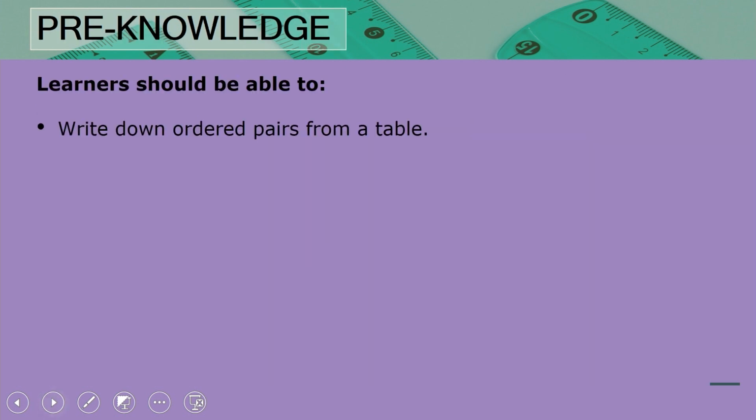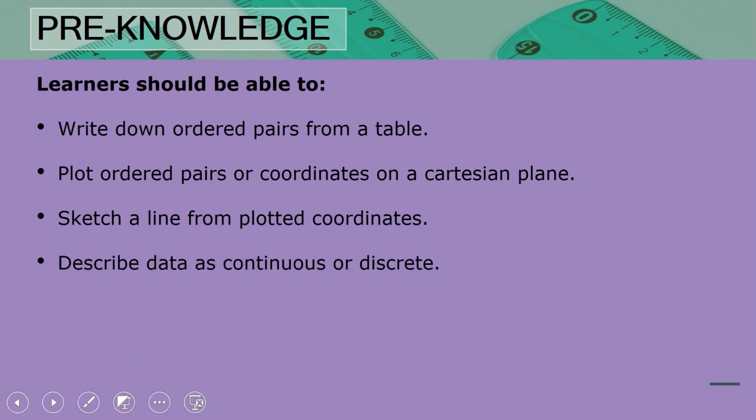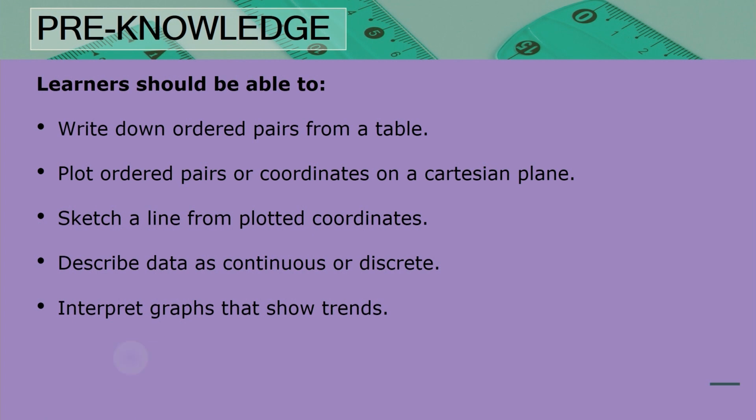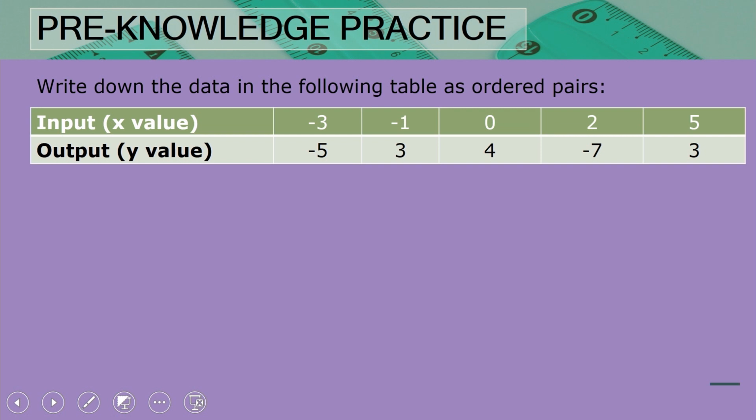So for this lesson, you should be able to write down ordered pairs from a table, plot ordered pairs or coordinates on a Cartesian plane, sketch a line from plotted coordinates, describe data as continuous or discrete, interpret graphs that show trends, and identify where a graph is increasing or decreasing. Let's look at that pre-knowledge practice.